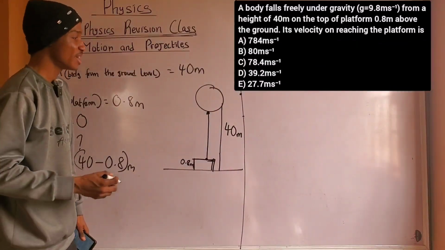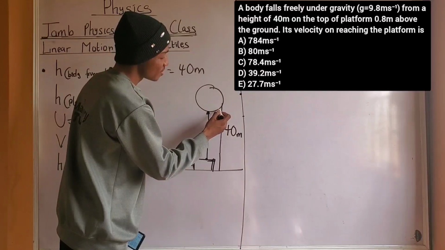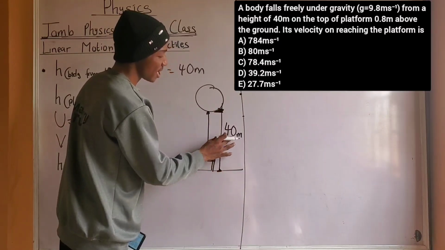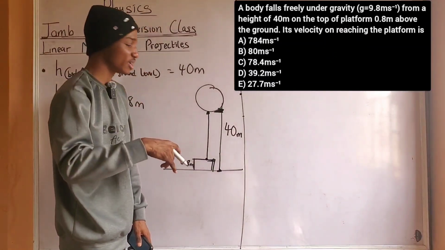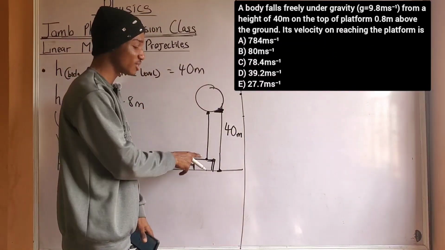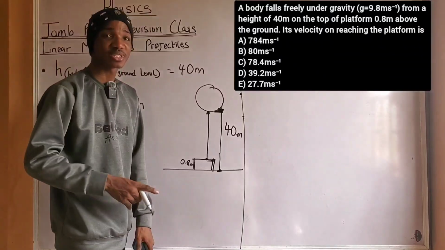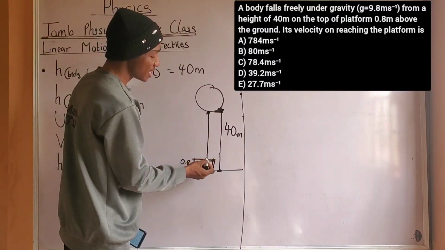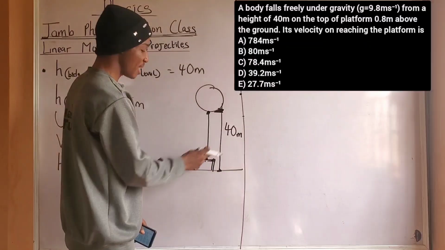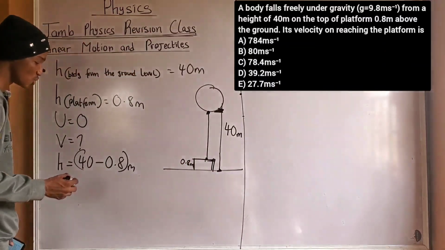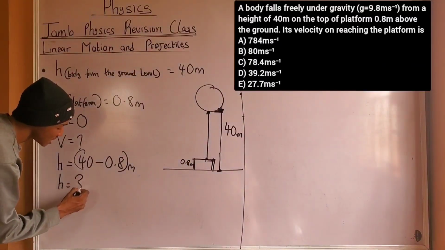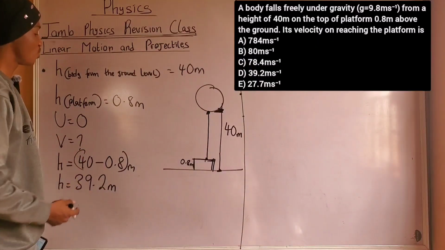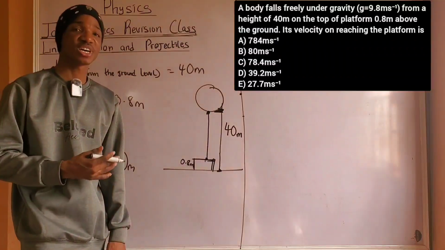Listen to me carefully. If the distance of the body from this point to the ground level is 40 meters, and the body doesn't fall on the ground, it fell on this platform, and the platform is 0.8 meters above the ground level, that means the distance between the body and the top of the platform is 40 minus 0.8, and that is 39.2. H equals 39.2 meters. Are you getting it? So now, we are going to make use of the equations of motion under gravity.